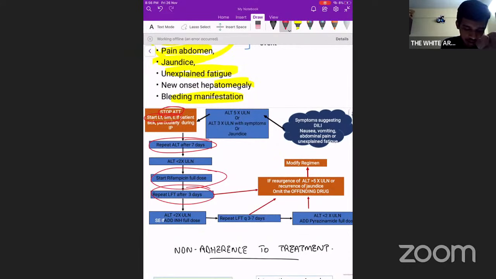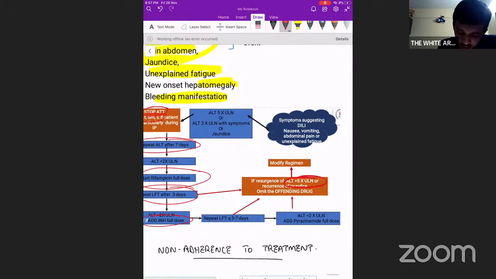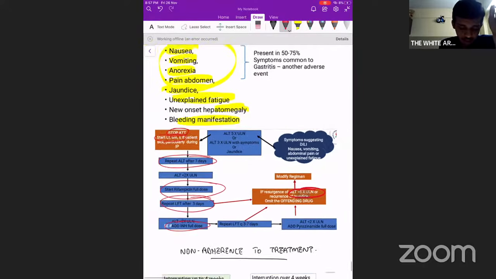If it is still low, then we add other drugs like isoniazid. Again, we repeat, again, we add. So we keep doing this over a period of 3 to 5 days. If there is resurgence of ALT more than 5 times the upper normal limit, then we get to know that particular drug is responsible for drug-induced liver injury, and we eliminate that drug from the treatment. So that is the basic concept.